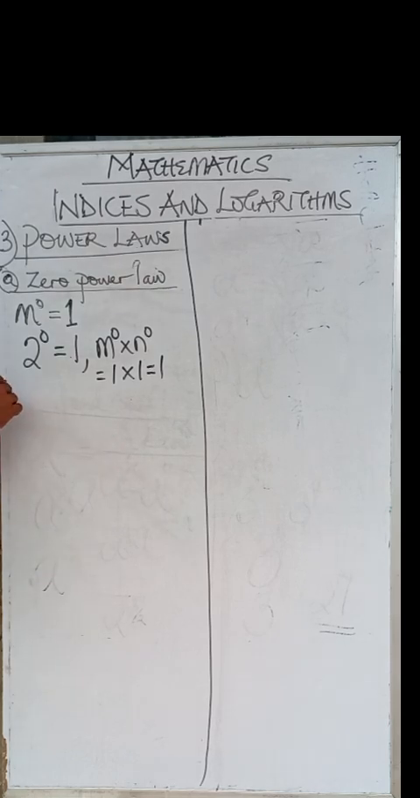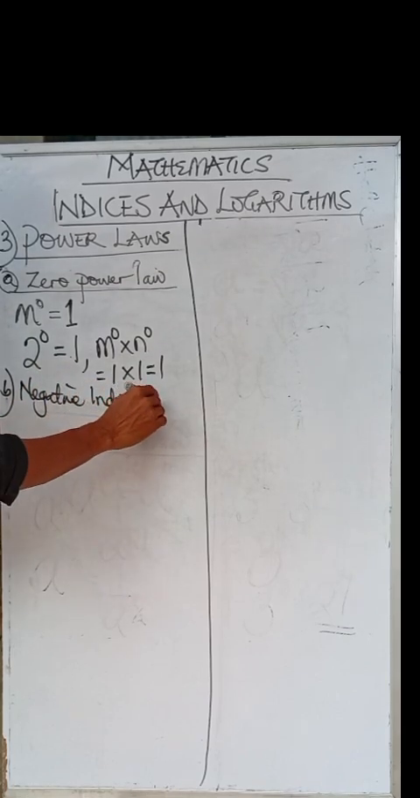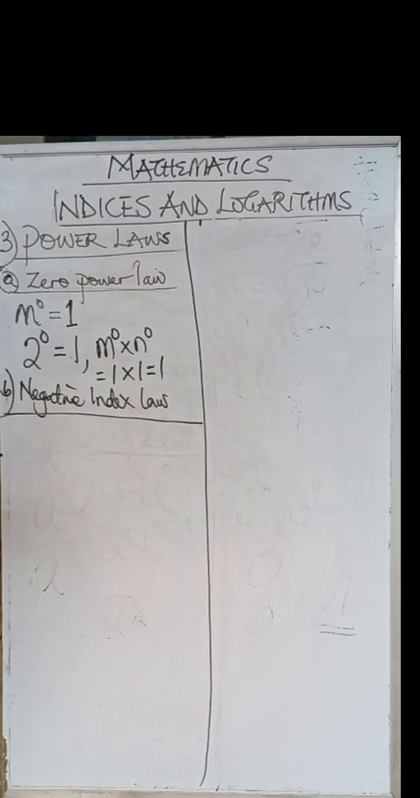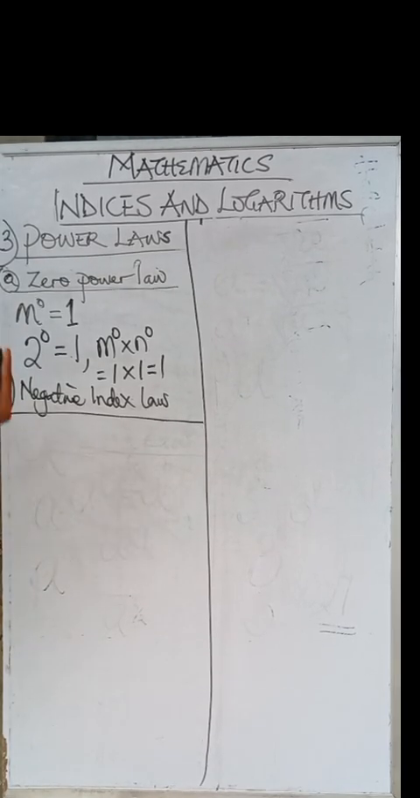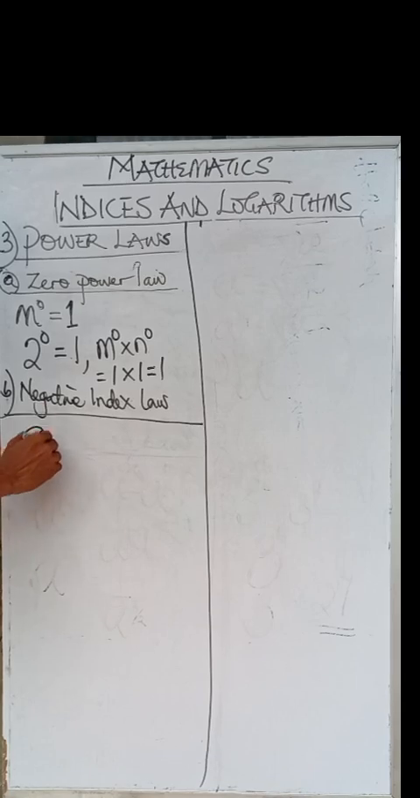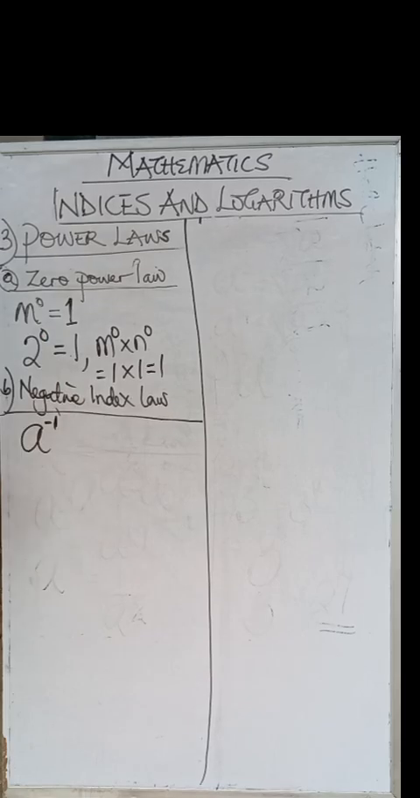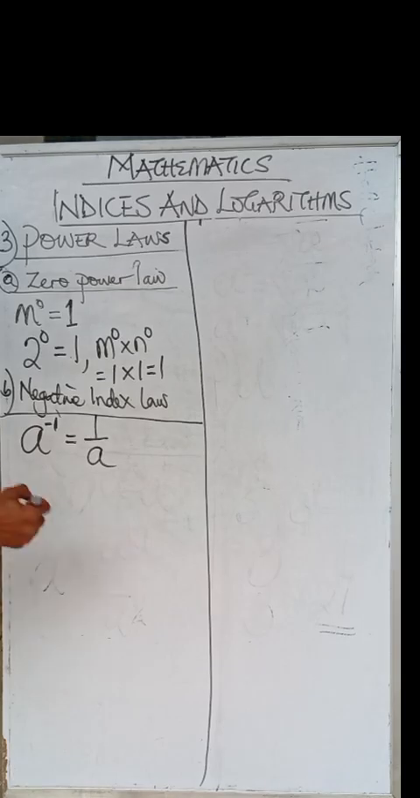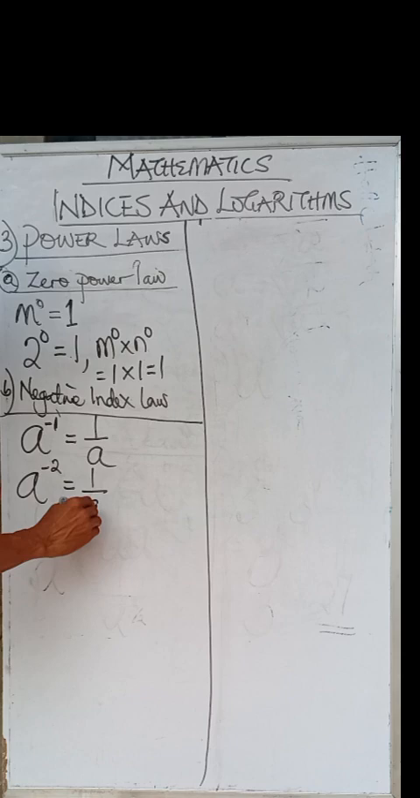The second aspect of the power law is called the negative index law. Here the base has a power in negative form. If you have a exponent minus 1, the index is in negative form, and a exponent minus 1 is just 1 over a. Also, if you have a exponent minus 2, it is 1 over a exponent 2.